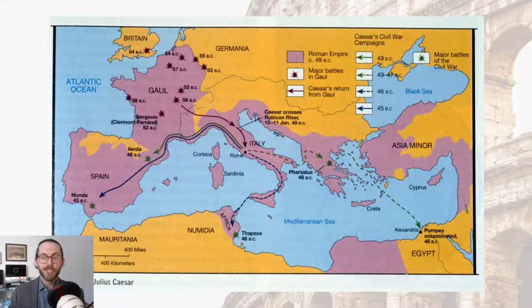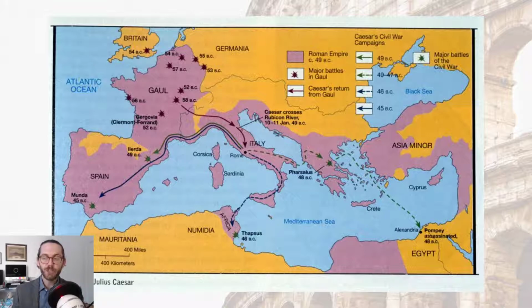When Julius Caesar reaches Rome, he forces Pompey out. As you can see, these green and blue arrows indicate the civil war campaigns. Caesar forces Pompey out. Pompey flees and goes to Egypt. Caesar's going to follow him. What's interesting about Egypt is that Egypt is still ruled by that old Hellenistic kingdom, that the Ptolemaic kings are still running Egypt at this point.